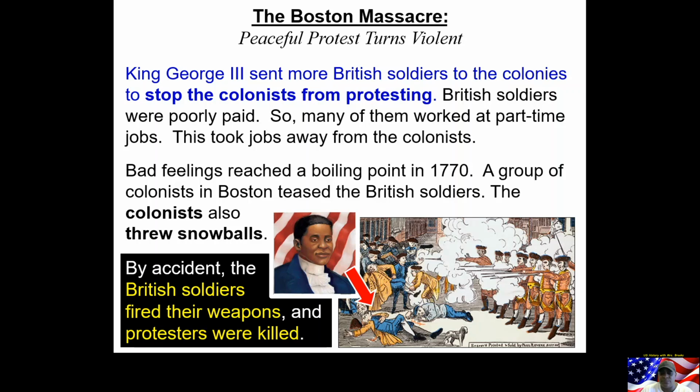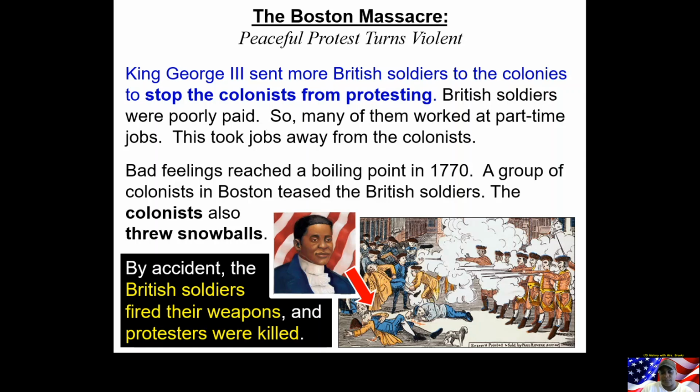Accidentally. When the smoke cleared, there were actually 5 people who got killed, 5 colonists, and one was Crispus Attucks. Crispus Attucks was a person of African descent. He was biracial. One of his parents was Native American and the other enslaved African. But he was considered to be a patriot. He is going to be the first one that is killed at the Boston protests.